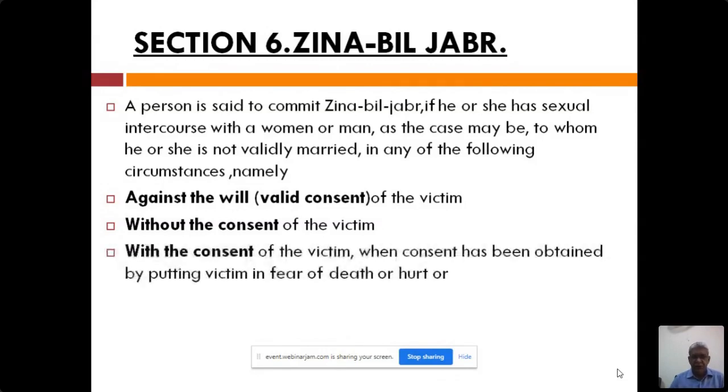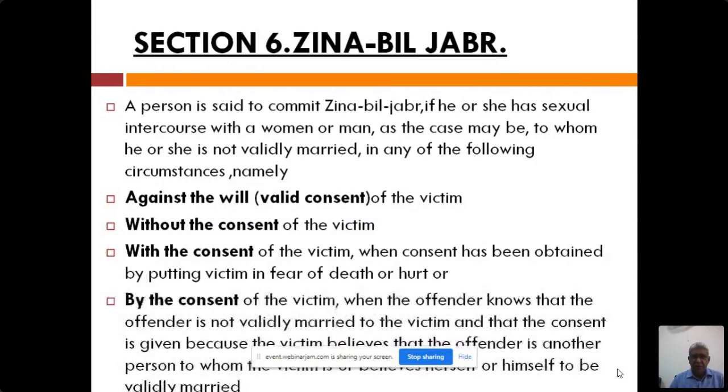Third condition, there is consent of the victim, but consent has been obtained by putting the victim in fear of death or hurt. Or fourth, there is consent of the victim when the offender knows that the offender is not validly married to the victim, and that the consent is given because the victim believes that the offender is another person to whom he is married, or himself to be considered validly married.